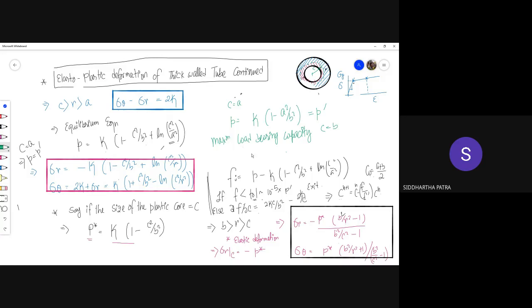C equals B. So you get the value P equals K times 1 minus B squared divided by B squared, which is 1 minus 1, so these cancel out, plus ln of B squared divided by A squared. So K times ln of B squared divided by A squared. Let's call it P double prime. It is that critical pressure beyond which you cannot apply to that thick wall tube.